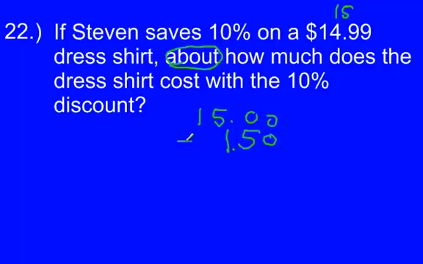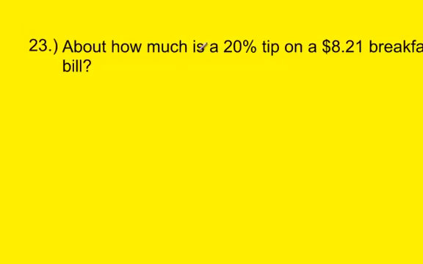$15 minus $1.50. Well, 0 minus 0 is 0. We can't do 0 minus 5, so I'm going to borrow. That becomes a 4. That becomes 10. 10 minus 5 is 5. 4 minus 1 is 3. $13.50.